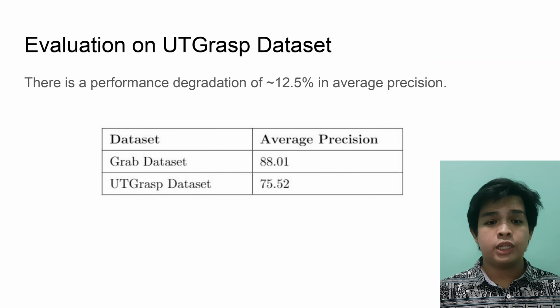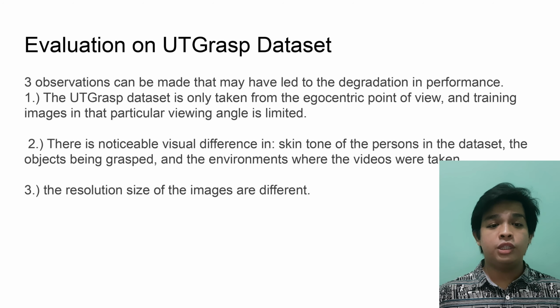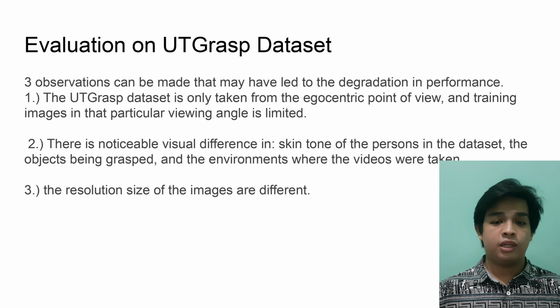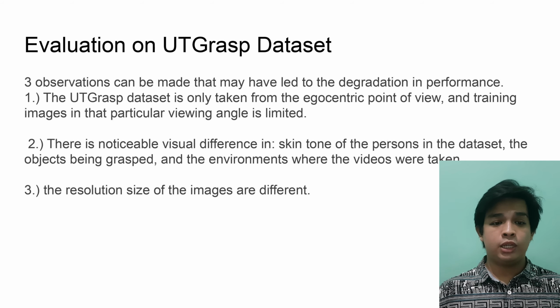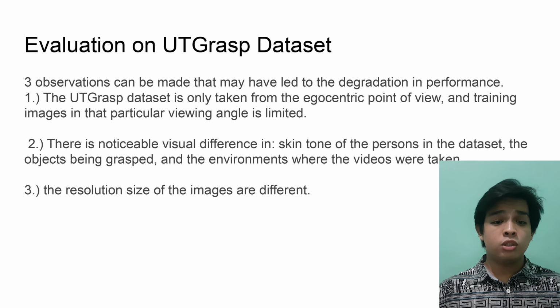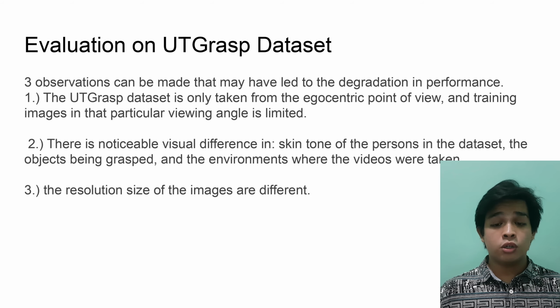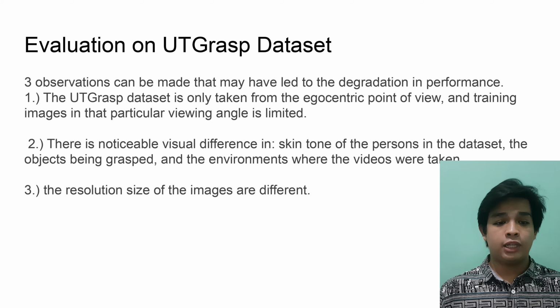As can be seen in the table, there is a performance degradation of around 12.5% in average precision. Three observations can be made that may have led to the degradation in performance. 1. The UT-GRASP dataset is only taken from the egocentric point of view, and training images in that particular viewing angle are limited. 2. There is a noticeable visual difference in skin tone of the persons in the dataset, the object being grasped, and the environments where the videos were taken. And 3. The resolution size of the images are different.